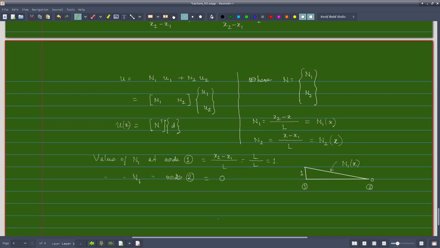Okay. Similarly, if you look at the value of n2, what is the value of n2 at node 1? At node 1 x is x1, so n2 will be 0 at node 1, and at node 2 x is x2, so n2 will be 1. So just the opposite takes place, and therefore if I plot the value of n2 over the element, then I will get a value of 1 at node 2 and a value of 0 at node 1.